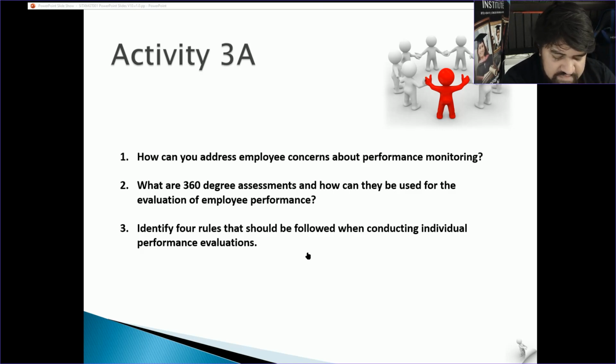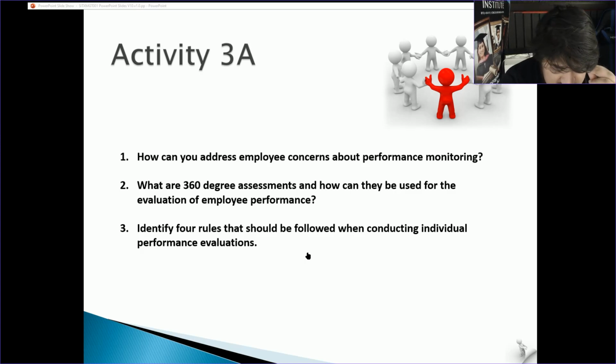So once we've identified those issues, we need to focus on the strengths and weaknesses and really figure out how we can solve them. And then once those are done, we could schedule a follow-up meeting and a discussion, so then we can see how the worker or the employee is moving forward after the assessment has been done. Okay, so note that down and include any of your own ideas, and then move to the next question. So identify 4 rules that should be followed when conducting individual performance evaluations.